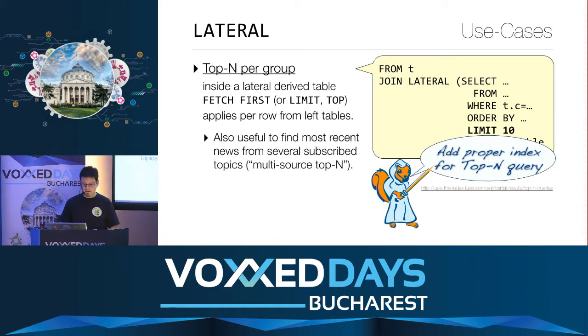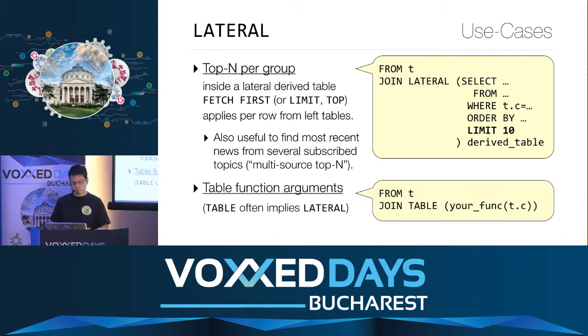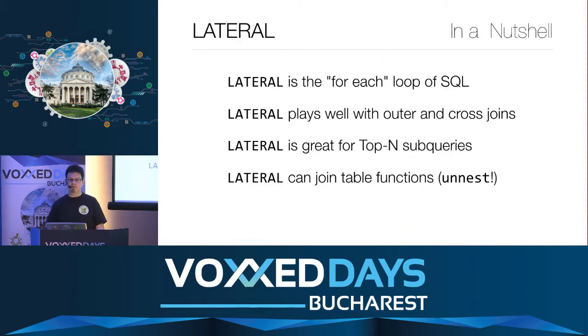There are some other use cases. There are table functions. Who's using table functions? Yeah, exactly. Some of you. So there are some other use cases, but the most common use case is indeed this top n per group use case. So how can you remember this?